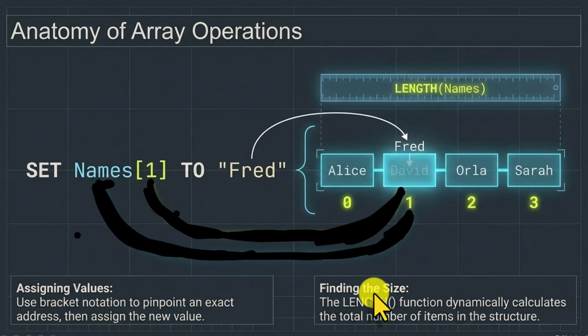And finding the size: for example, an array is given to us and we want to know its size, how many different elements are inside. We can use length. For example, the name of this is names, so length of names will return 4 to us. Right now we have only Alice, David, Orla, and Sarah, so 4 elements. That will return 4.